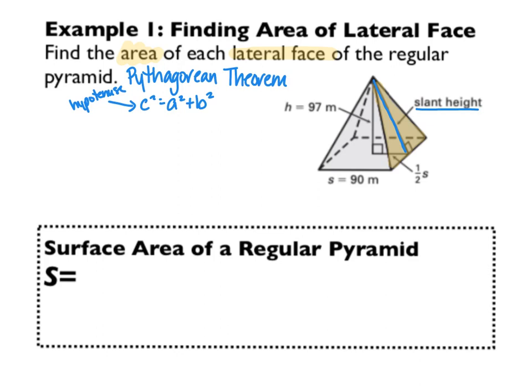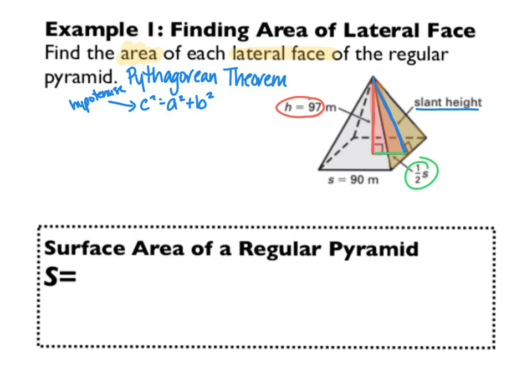Let's focus in on this triangle inside of our regular pyramid. Notice this triangle is made up of the height of the pyramid itself, right here. The height is 97 meters. It's also made up of the slant height, and it's made up of what, if it were a circle, would be called a radius, but we're just going to call this half of a side. And we need to use these three measurements to find that slant height.